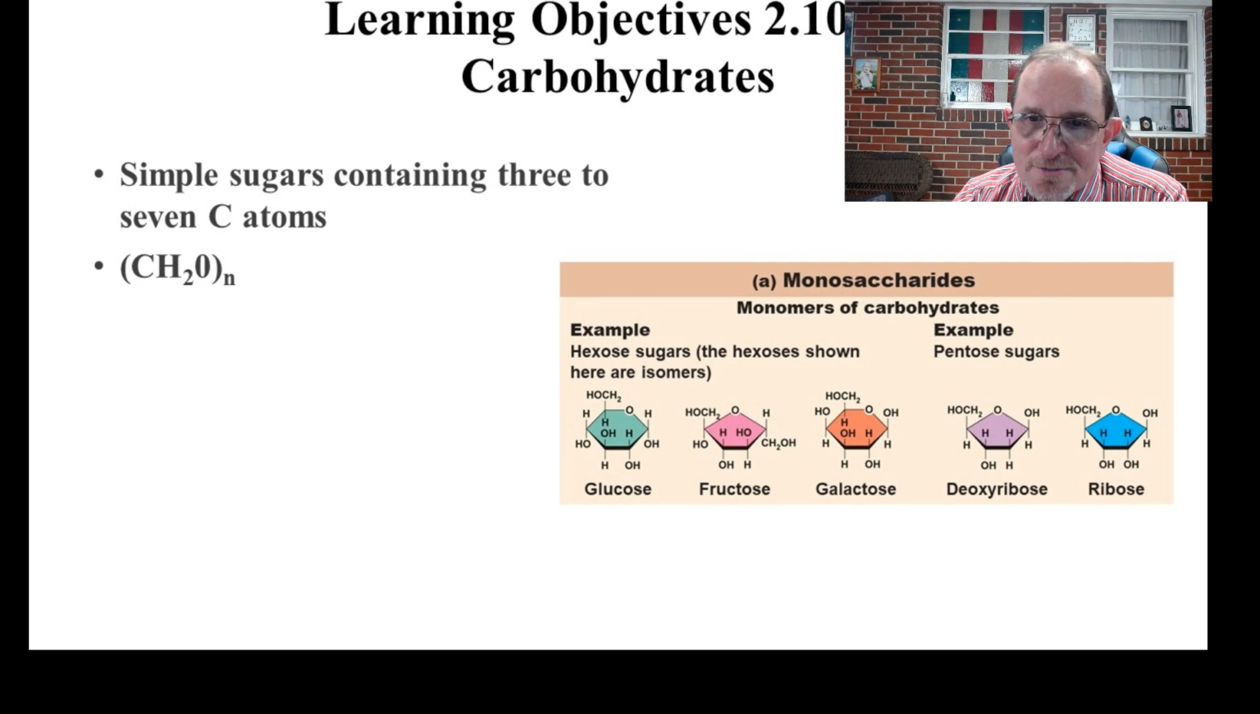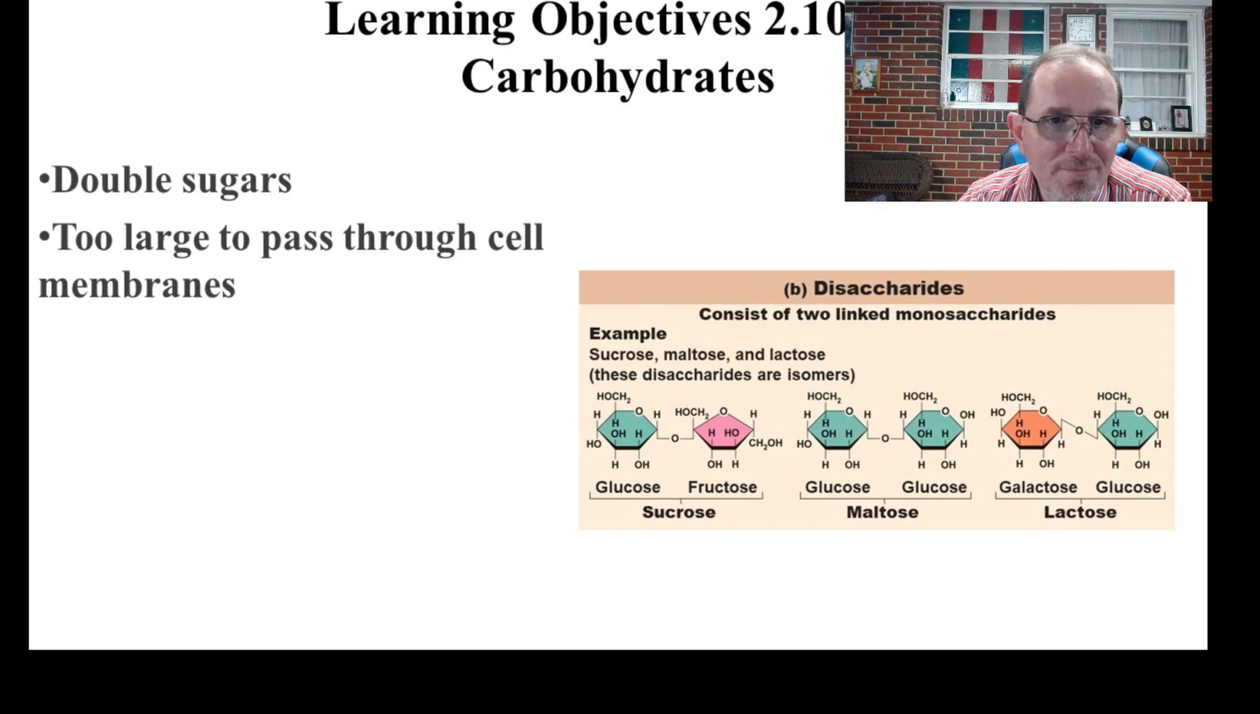Now the pentose sugars, the 5-sided deoxyribose and ribose, they make up RNA and DNA. If you notice, the only real difference between them is if you look right there on this corner, there's a hydrogen, whereas over here it's a hydroxyl. That's the difference between deoxyribose and ribose, not very much.